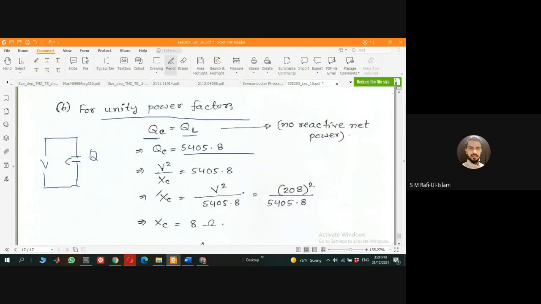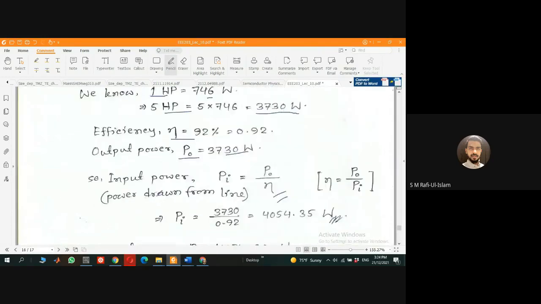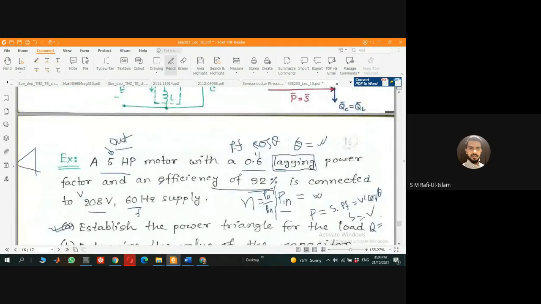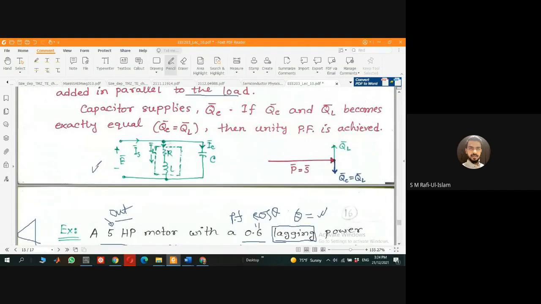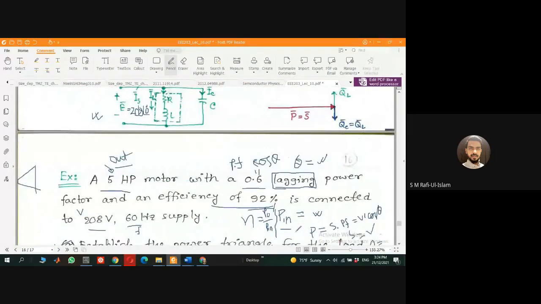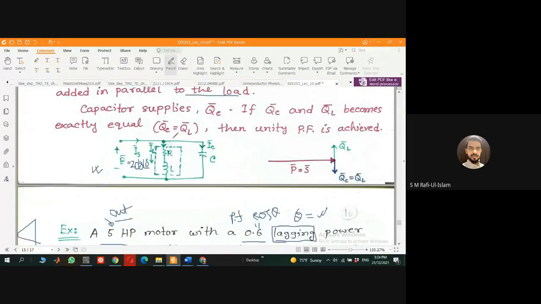Now, the easiest thing for power factor correction is to draw the circuit. The circuit is nothing but this. Previously we have an RL load, with a voltage source of 208 volt, angle 0 degree. The R value is not given, and the L is not given as well. We can calculate the L value from here.